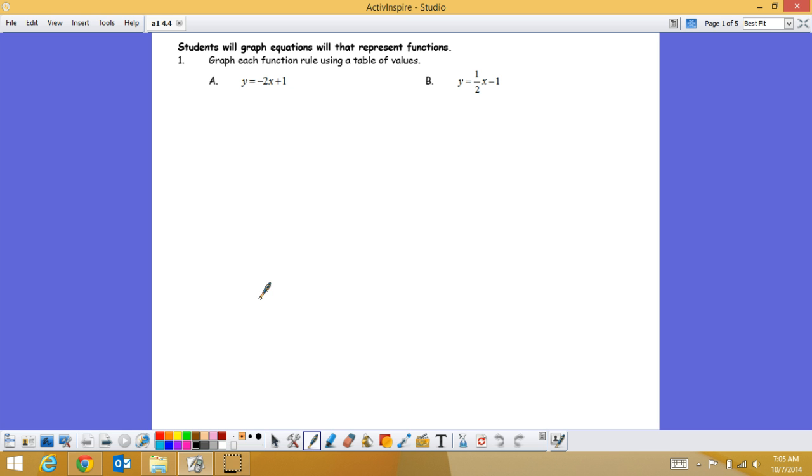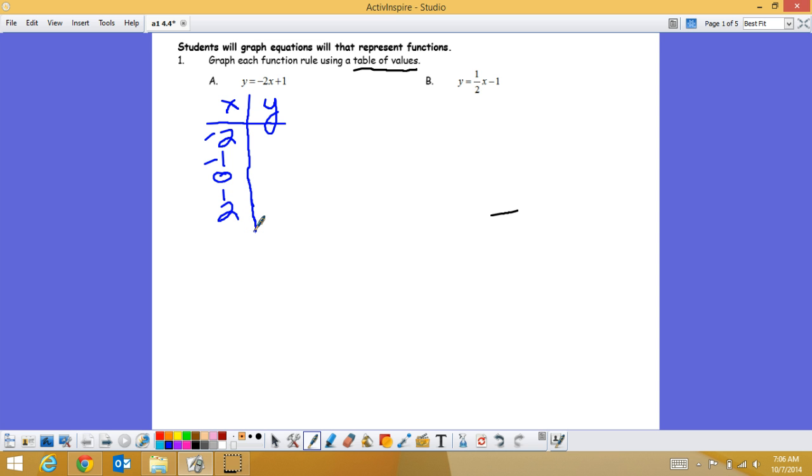In this next unit, we're going to look at a little introduction into functions, function notation, graphing functions, and so on. So today we're just going to look at graphing functions using a table of values. In order to do that, we're going to set up a table for x and y, and just pick some values for x that we'll plug in, like -2, -1, 0, 1, and 2.